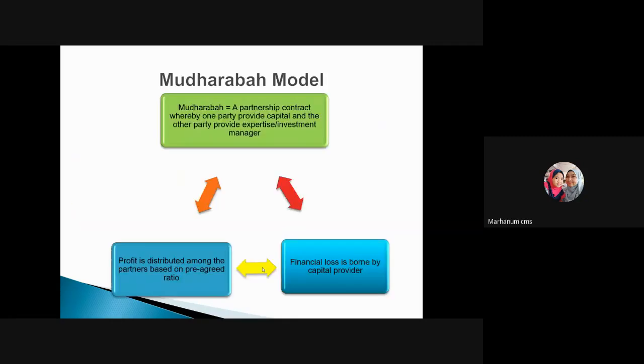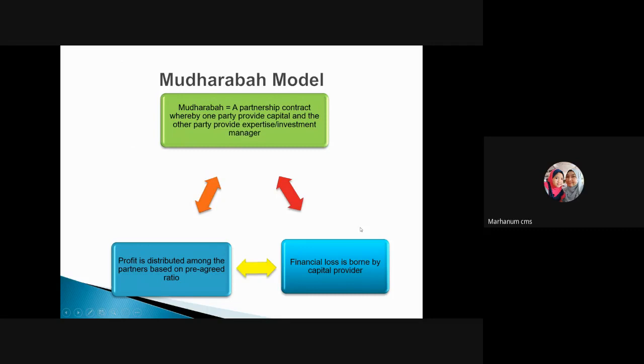So we will discuss model by model. The first model, the mudarabah model, practices the principle of mudarabah. What is the principle of mudarabah? It means a partnership contract. Mudarabah and musyarakah are partnership contracts. Mudarabah is a partnership contract whereby one party provides capital and the other party provides expertise or becomes the investment manager. The profit generated from the business will be distributed among the partners based on the pre-agreed ratio. If there is a loss in the business, it will be borne by the capital provider, because they are the one that provides the capital.